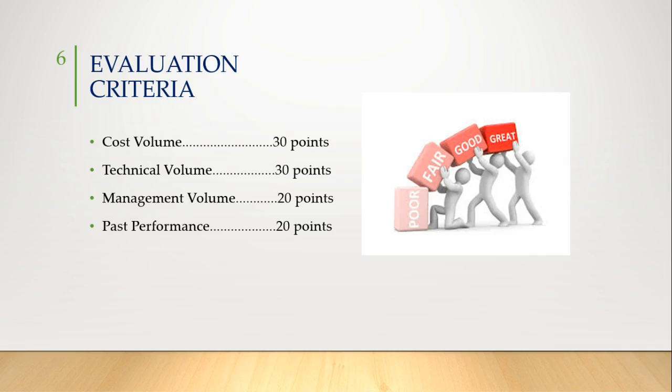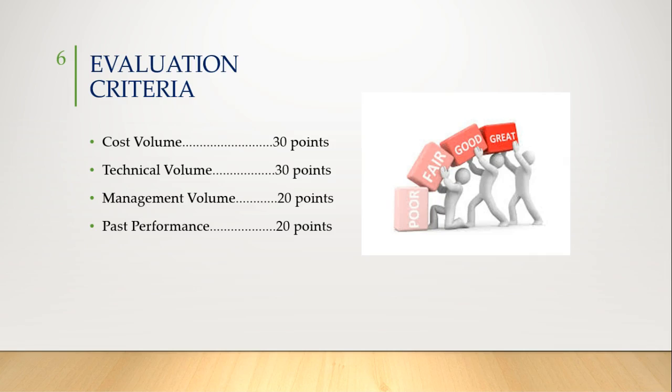As for the first one, cost volume. The suppliers are graded on their ability to provide the low-cost solution while maintaining required quality, and it has a total of 30 points. Technical volume. This technical volume is evaluated against the statement of work to see if the supplier effectively described their approach for executing this project. This section has a total of 30 points.